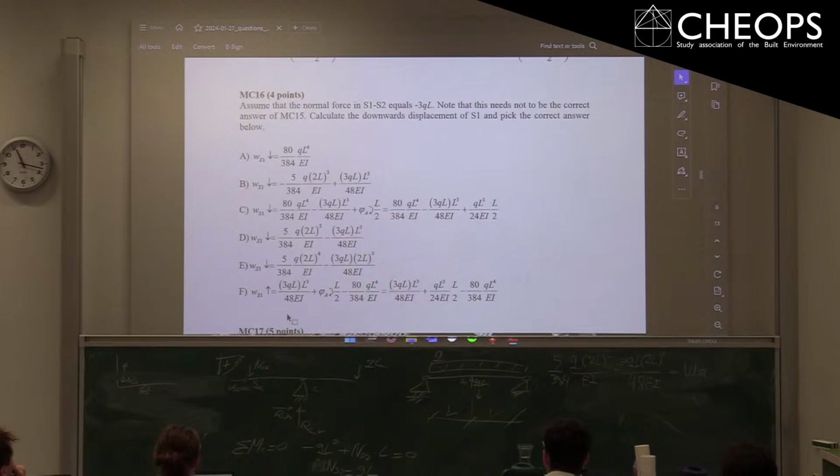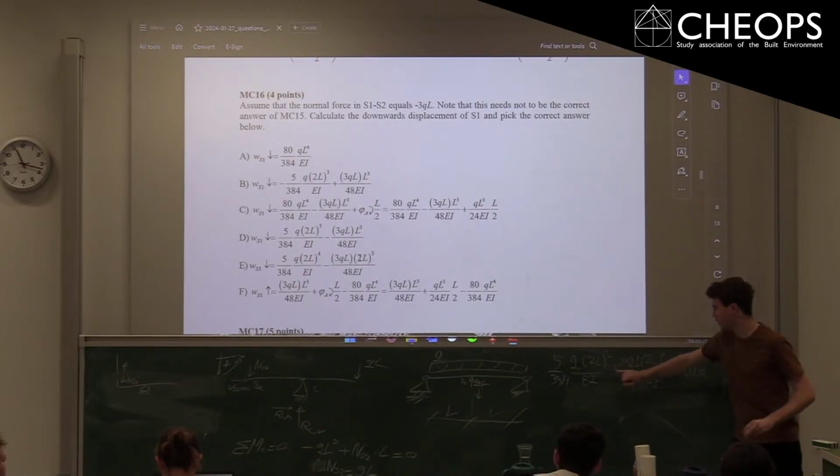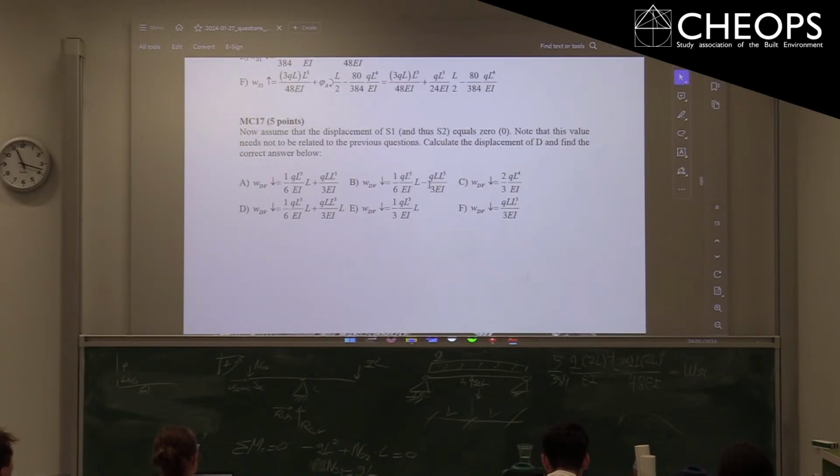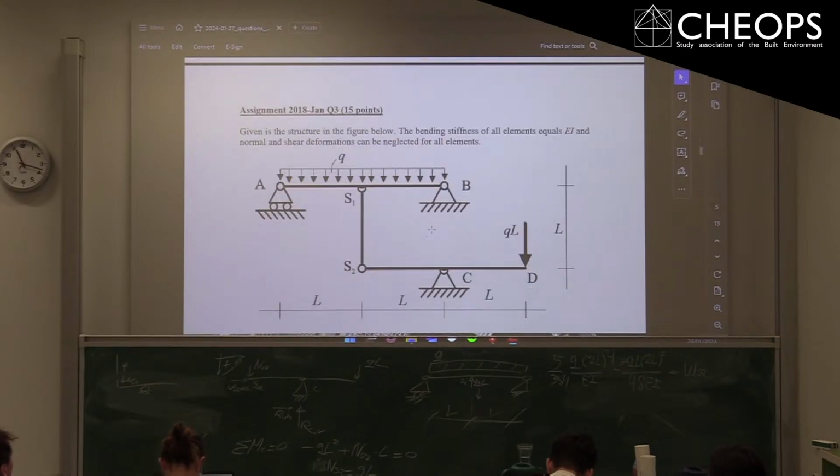I think this one, right? This one, yeah. Downwards displacement of the distributed load contribution minus the contribution by the point load. To the power of, yeah, this should be 4. And then you got E over here as an answer. Then the displacement of S1 and thus S2 equals 0. So that point is not moving.